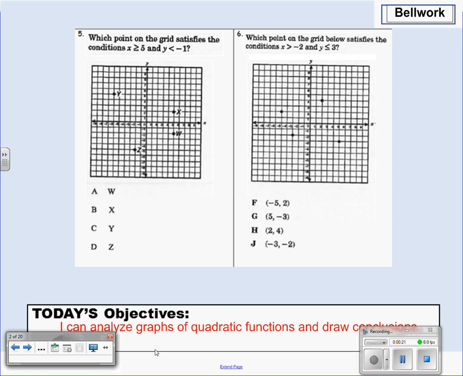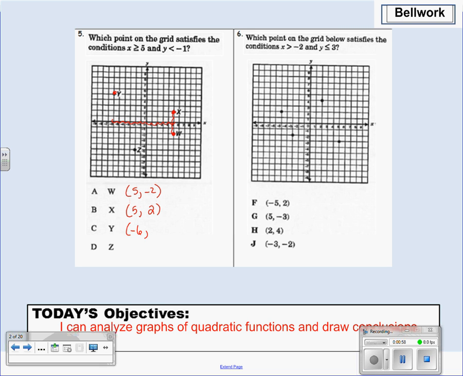Problem number 5. Which point of the grid satisfies the conditions where x is greater than 5 and y is less than -1? So we want to find out what are the ordered pairs that represent the points that are given. W, if we count over, starting at the origin, W goes to 1, 2, 3, 4, 5. X coordinate is 5. Y coordinate, we're going down 2, so it's -2. X, the X coordinate is 5. The Y coordinate, we're going up 2, so it's +2.